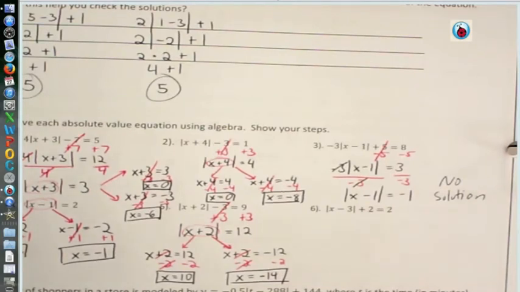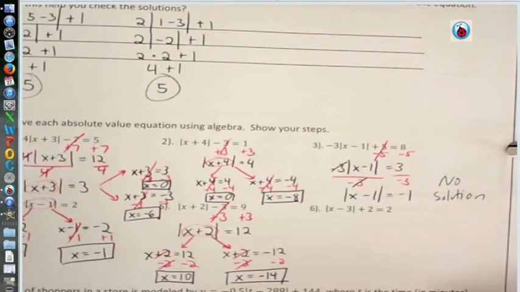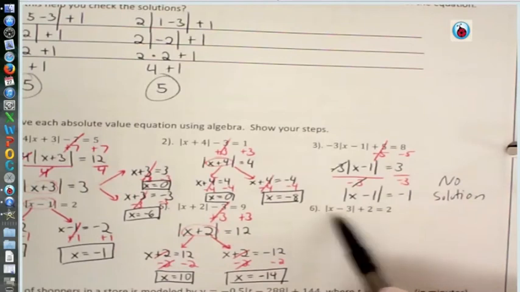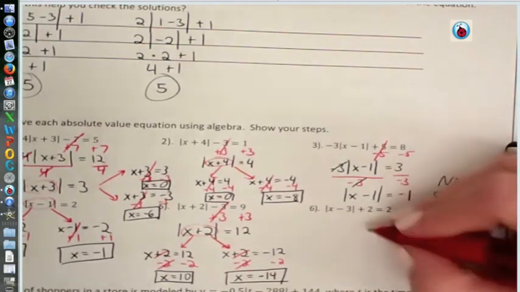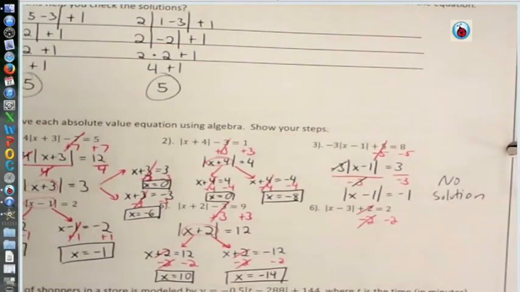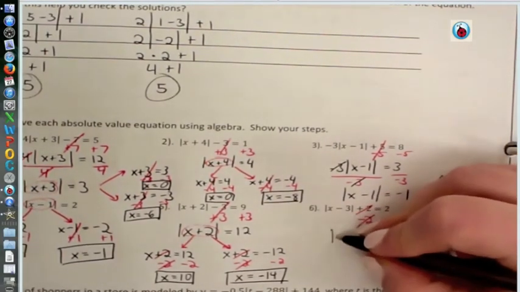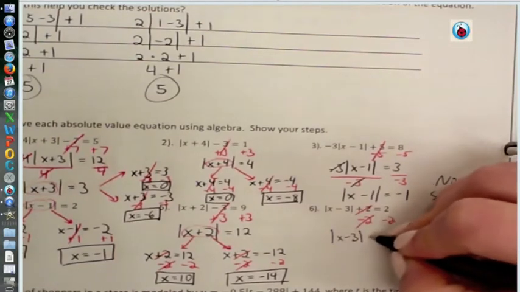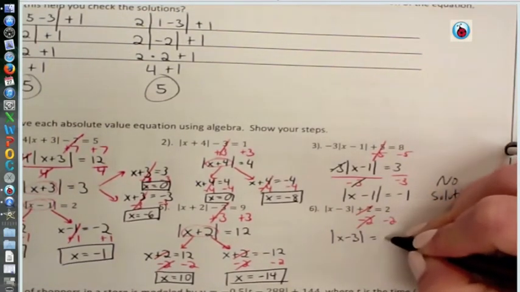Number 6, absolute value of x minus 3 plus 2 equals 2. I want to get absolute value by itself first, so I will subtract 2 from both sides. Plus 2 minus 2 cancels. I get absolute value of x minus 3 equals 2 minus 2, which is 0.